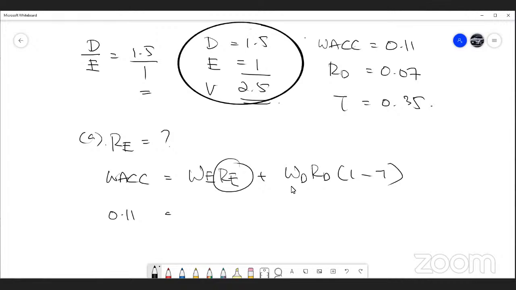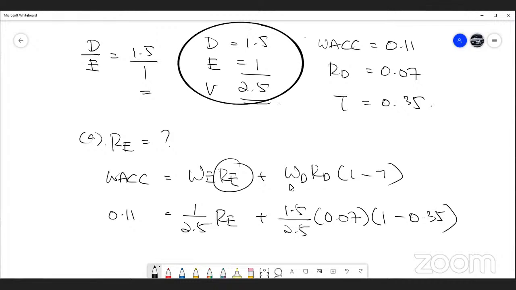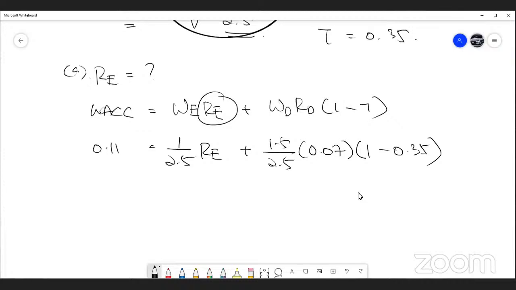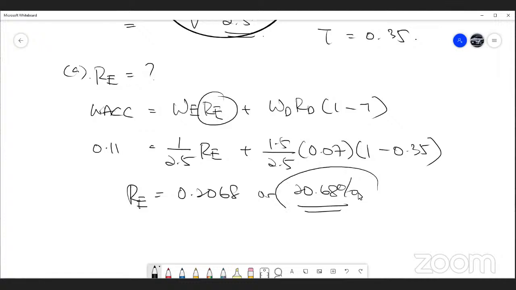The weightage of equity is 1 out of 2.5, plus 1.5 out of 2.5 for your debt. Cost of debt is 0.07. Tax is 1 minus 0.35. Solve these equations, you will get the cost of equity 0.2068 or 20.68%. Very easy, very simple. Okay, this is part A, to find the cost of equity. They give you WACC, the tax, the cost of debt, and also the weightage. So you can calculate your cost of equity easily.